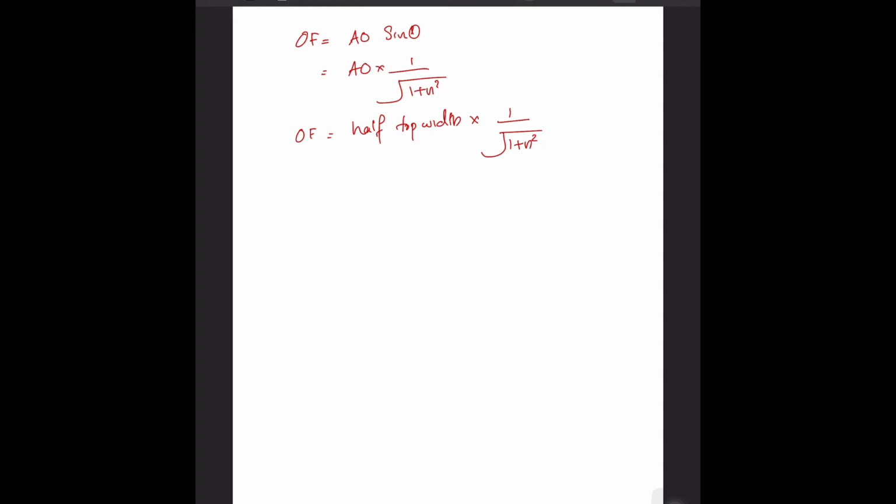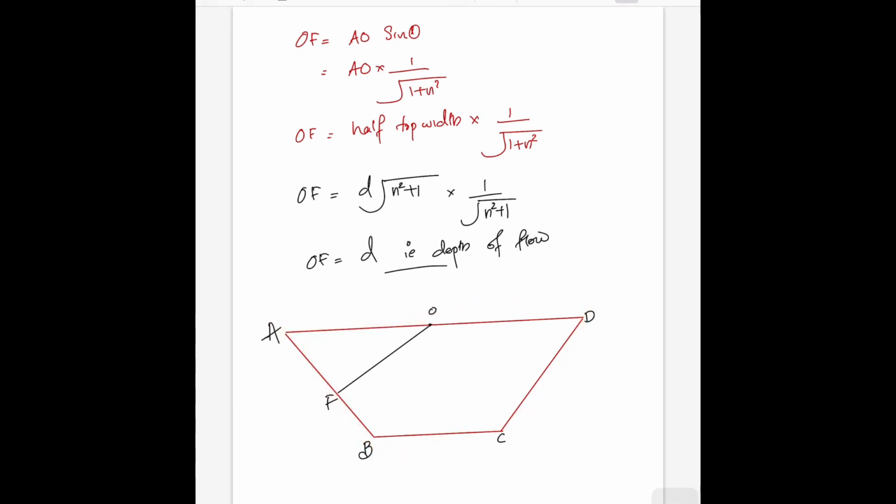So half top width can be written as d into root of n square plus 1. So OF will be equal to d into root of n square plus 1 into 1 by root of n square plus 1. Therefore OF is equal to d, that is depth of flow. Over here I have redrawn the figure ABCD. O happens to be the midpoint of top width, and we have dropped a perpendicular towards the sloping side AB. Now we have just now found out that OF equals D, that is depth of flow.